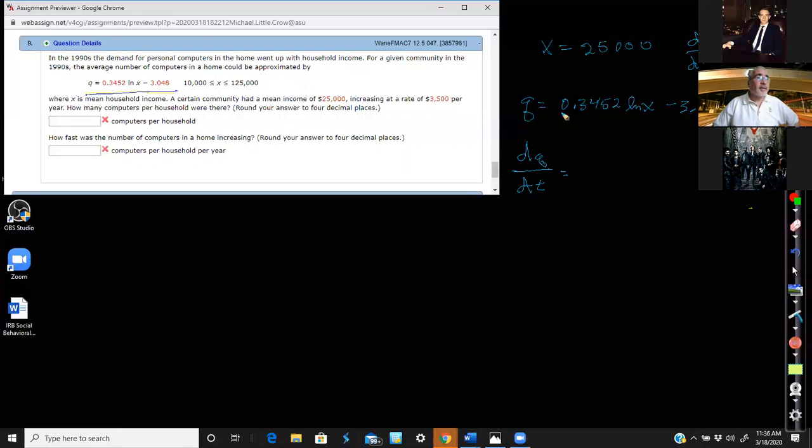We take the derivative of this side, so we get the derivative of natural log, remember, is 1 over x. So what we're going to get is 0.3452, because that's a constant, over x times dx dt. Again, implicit differentiation. This last part drops off because that's 0 when we take its derivative. So far, nice and clean.